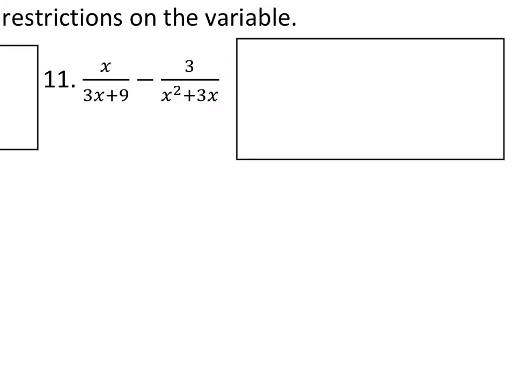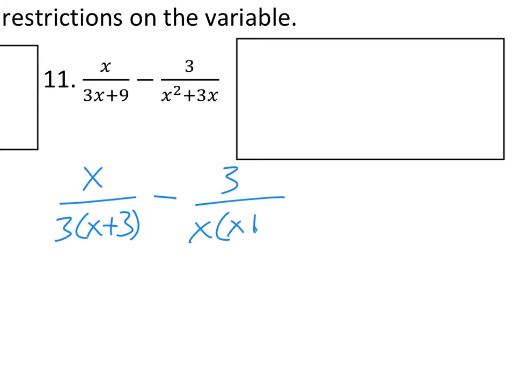So now I'll take a look at number 11. Again, there's a little bit of factoring we can do with those denominators. We can take a 3 out of 3x plus 9. That gives us x plus 3. And we can take an x out of x squared plus 3x, and we get an x times (x plus 3). Our LCD then has to include a 3 and an x, and then an (x plus 3).